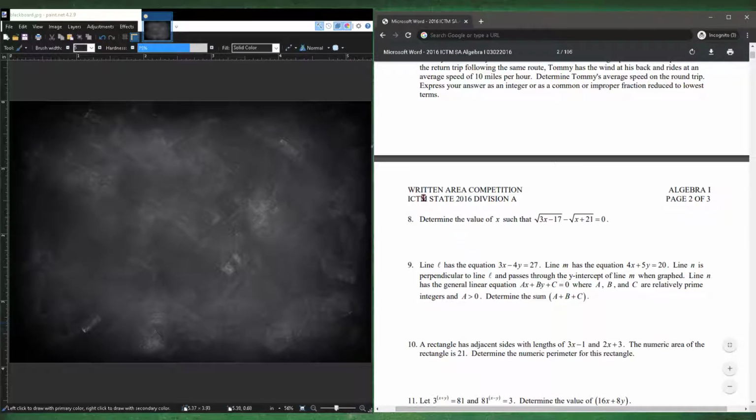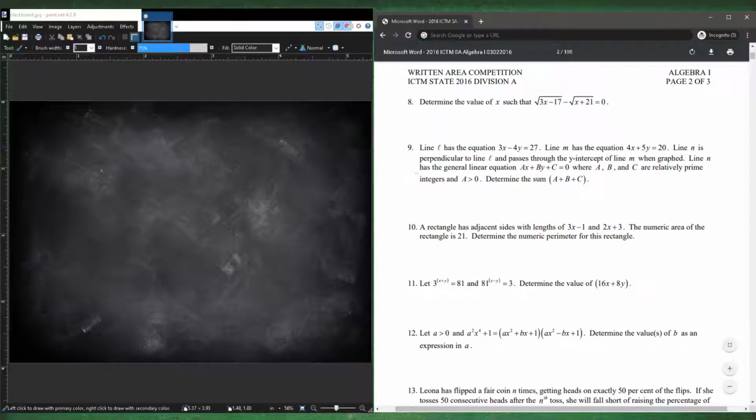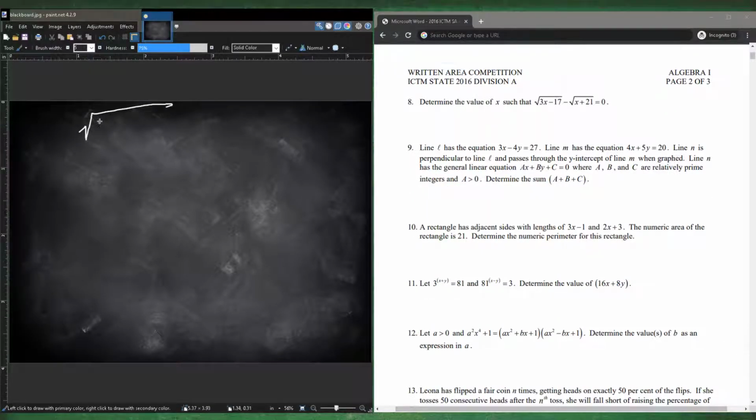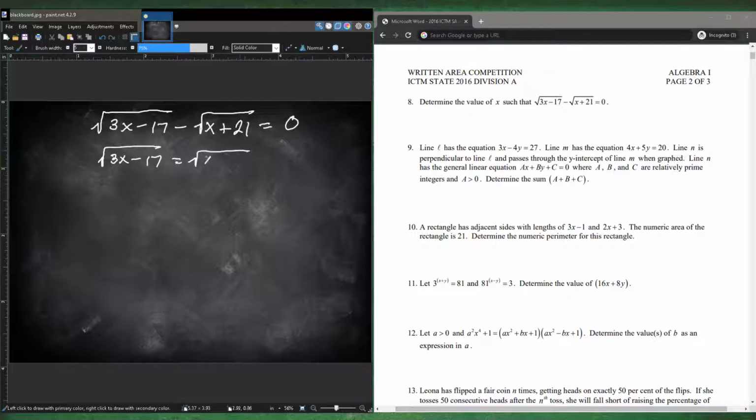Number 8. Determine the value of x such that the square root of 3x minus 17, minus the square root of x plus 21, is equal to 0. So then move it to the other side. So the square root of 3x minus 17 is the square root of x plus 21. And then square both sides. So 3x minus 17 is x plus 21. So that's 2x, that is 38. So x equals 19. And that's your answer for number 8.